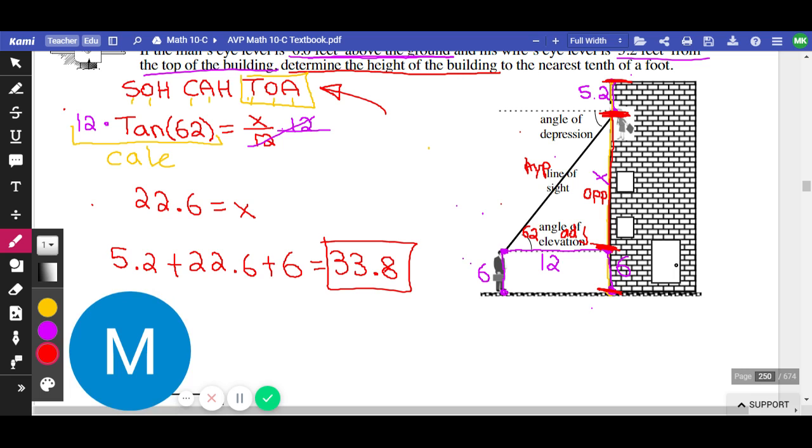In this question, it's not what's x. X is just a chunk of the building. The question was, what's the whole building? Right? Make sure you answer the question.